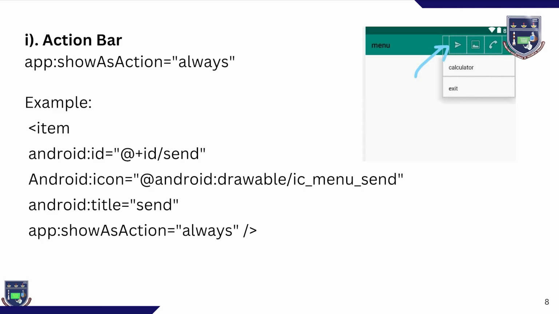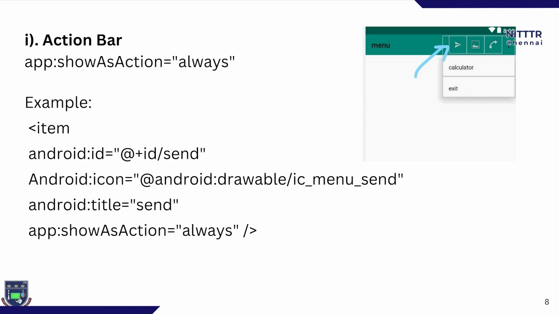So, show as action defines where and when the menu item appears. The first option is always. Here the item is always shown in the action bar as an icon or text if there is space. The second option is never. Here the item is hidden from the action bar and placed in the overflow menu. Actually, it will be a 3-dot icon which appears on the right side.